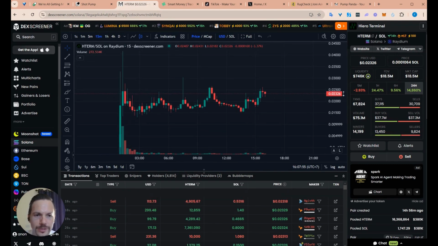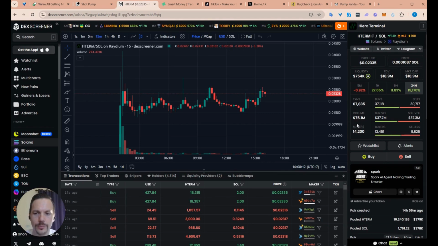What can we look at here? We see the liquidity here. Okay, there's high liquidity. That's good. That's already with a market cap of 18.5 million. This is no longer a small coin. We see the trading volume of 75 million.